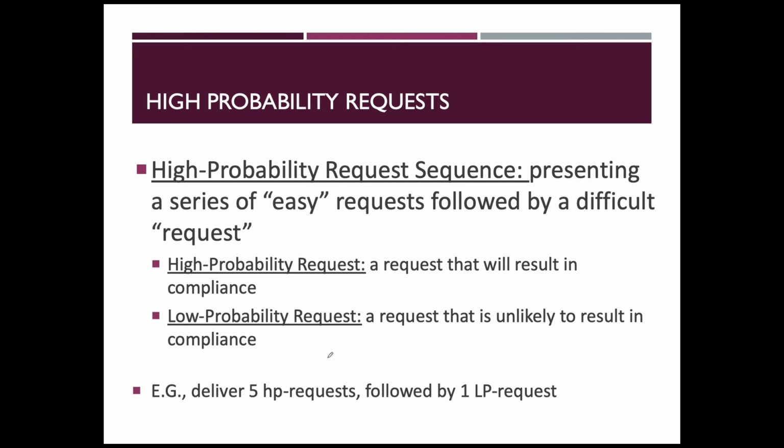And the concept by which this intervention works is referred to as behavioral momentum. And what we're doing essentially here is creating momentum of SD, the demand, compliance, reinforcement. Demand, compliance, reinforcement, demand, compliance, reinforcement before we throw in this low probability request. Okay, so for example, you deliver 5 high P requests followed by 1 low P.